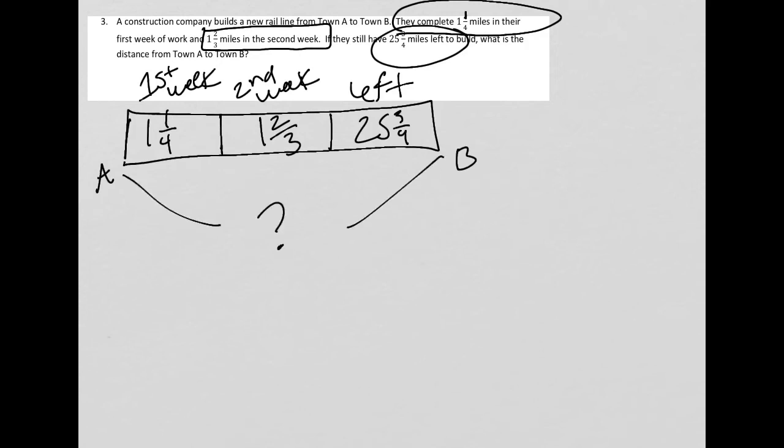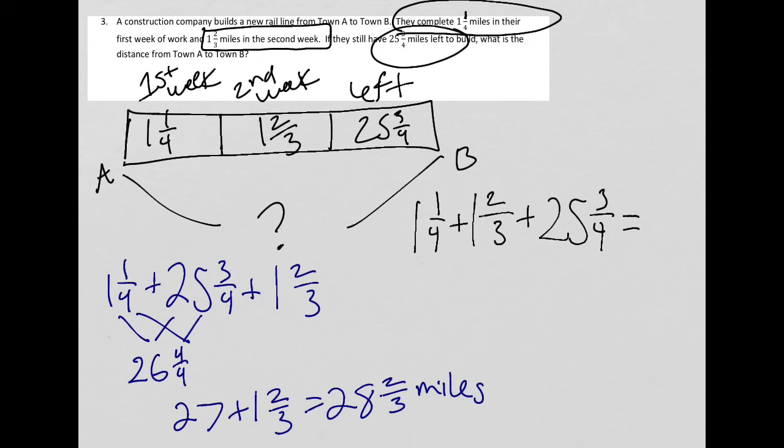So looking at this model, we know that we have 3 pieces here. We have the first week, we have the second week, and we have what's left that all together combine to give me the total distance. So this looks like an addition problem where I'm going to want to do 1 1/4 plus 1 2/3 plus 25 3/4, and that will give me my final answer. Go ahead and pause the video right now, finish solving this problem, and then play to check your work. Okay, my work that I did was in blue, and I got the final answer of 28 2/3 miles.